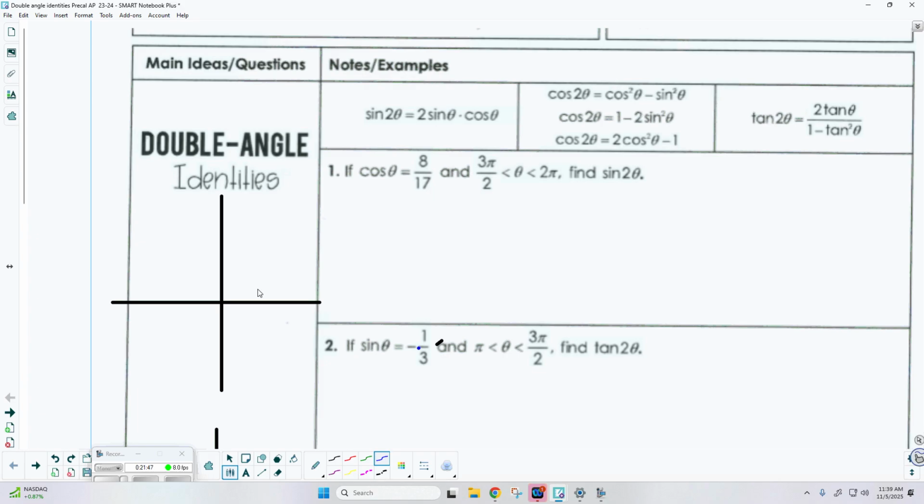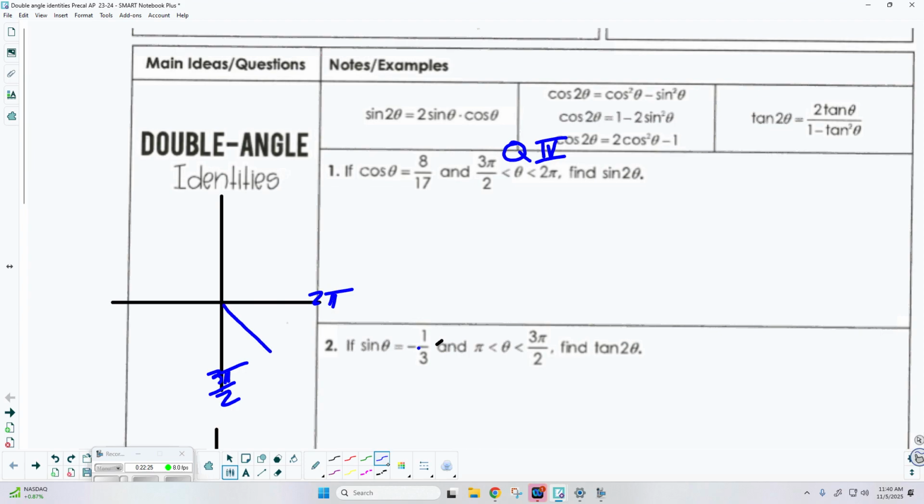Number 1, cosine of theta is 8/17, and theta is between 3 pi over 2 and 2 pi. We want to find sine of 2 theta. Well, for each of these, we're having to work in a particular quadrant. What quadrant do you think we're in right now? So theta is between 3 pi over 2, which is right here, and 2 pi. So what quadrant is bounded by those axes? 4. So this is telling me that we're in quadrant 4.